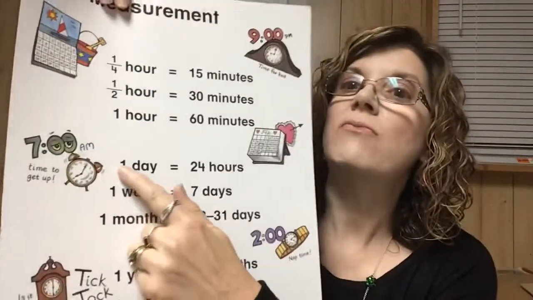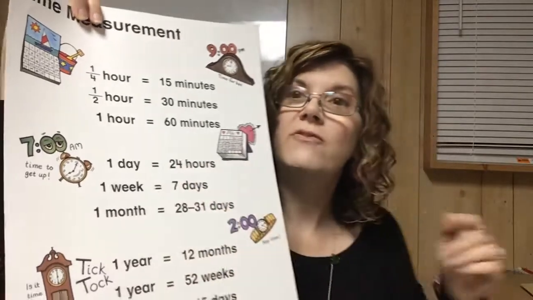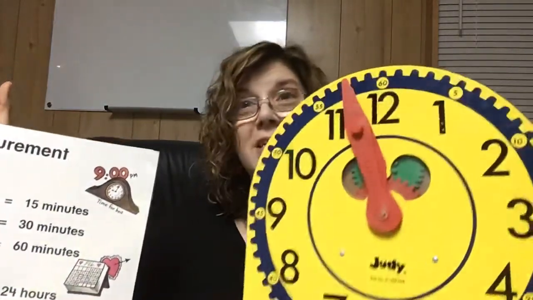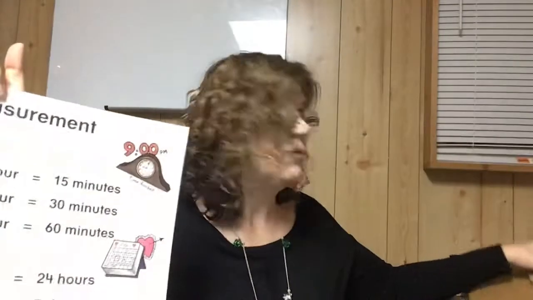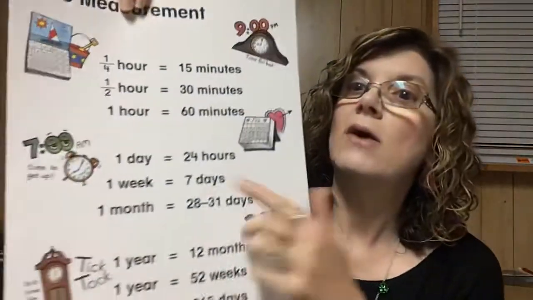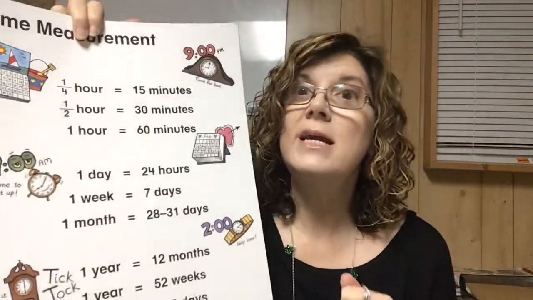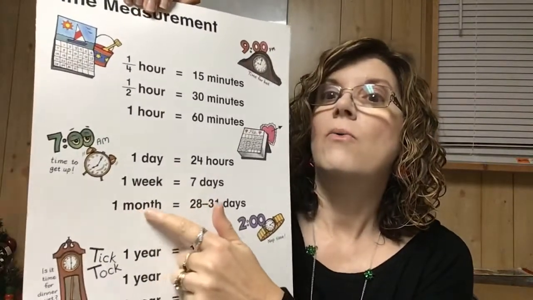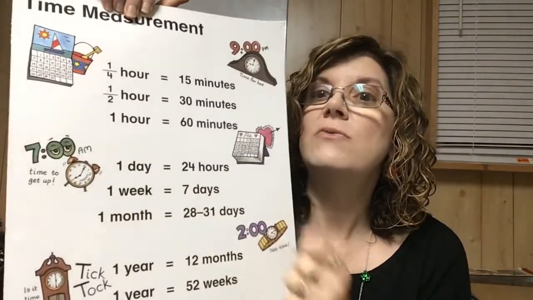Okay? Then we have 1 day equals 24 hours. And again, looking at the clock, 12 hours on the clock, but it does it twice. Remember, AM and PM. So 12 and 12 is 24 hours in a day. All right, 1 week equals 7 days. Say the days of the week. Sunday, Monday, Tuesday, Wednesday, Thursday, Friday, Saturday. That's 7.